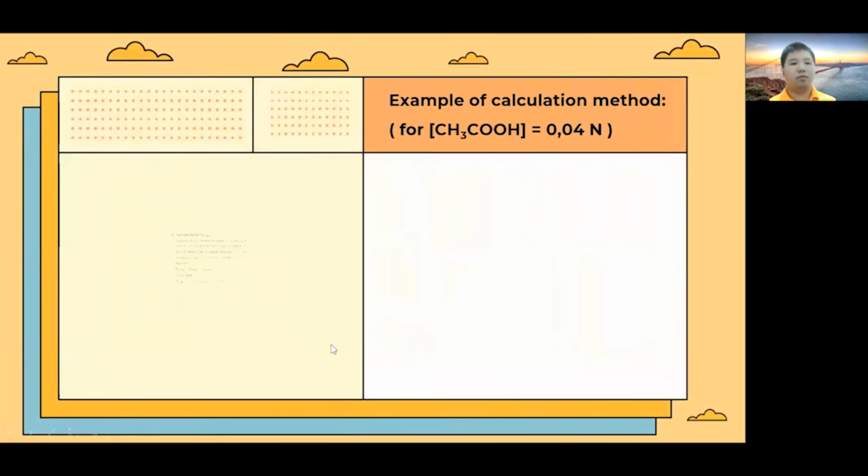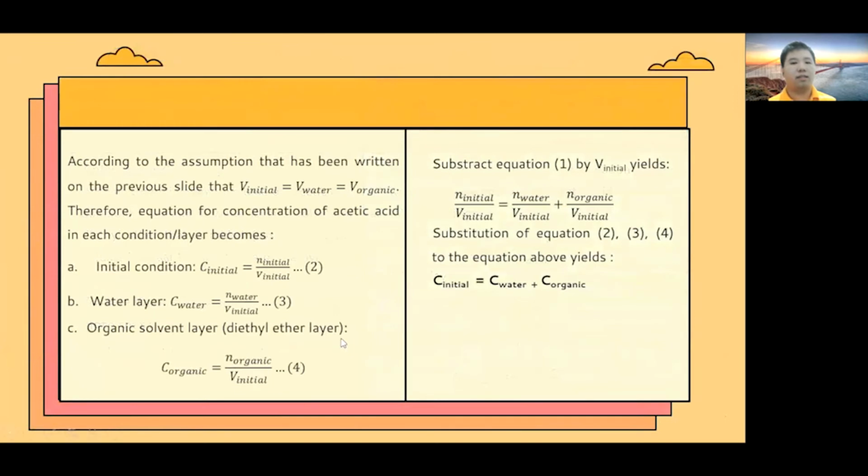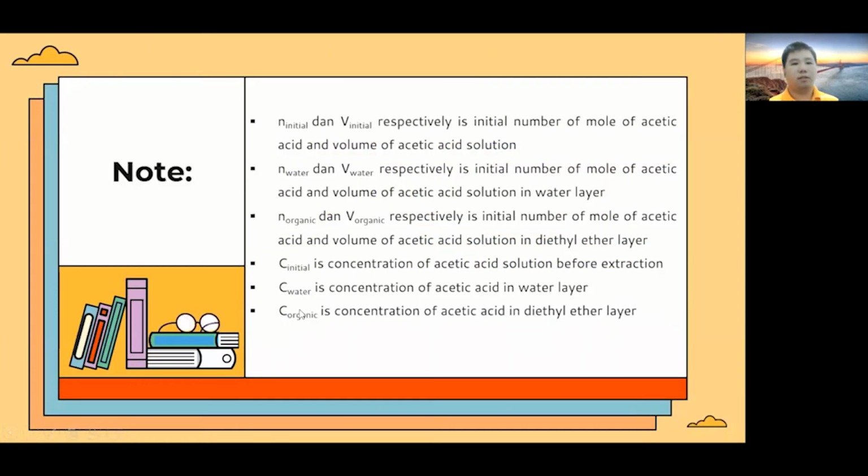This is the derivation of the formula for calculating C organic. It assumes that the initial volume of acetic acid solution is equal to the volume of water and the ether layer. The formula can be simplified to C initial equals C water plus C organic. This is the explanation of some variables that are used in the equation above.